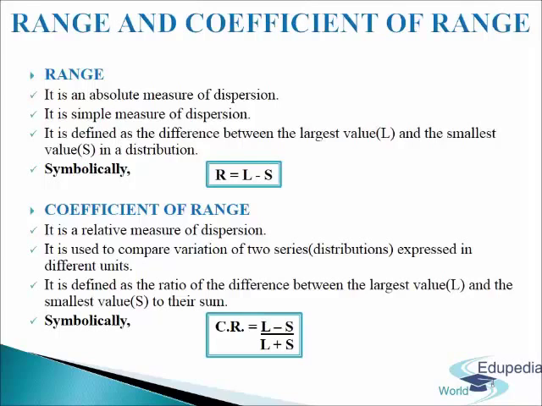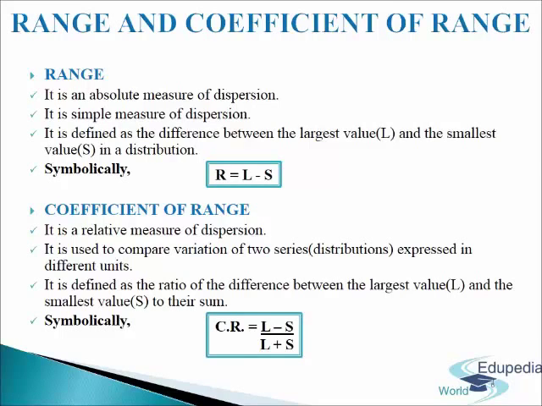It is an absolute measure of dispersion. It is a simple measure of dispersion. It is defined as the difference between the largest value and the smallest value in a distribution. Symbolically, range, which is denoted by letter R, is equal to largest item, denoted by letter L, minus smallest item, denoted by letter S. For example, if the marks received by students of 11th class are arranged in ascending or descending order, then the range of marks will be the difference between the highest and lowest mark.